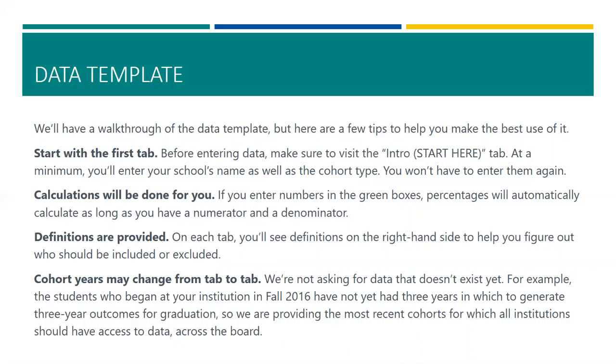For example, I know we're asking for 4-year graduation, but we gave you fall 2016 and you had 3-year graduation. 3 years haven't passed to even generate the outcome. So we're just trying to provide the most relatively recent cohorts for which all institutions would have access to data across the board.